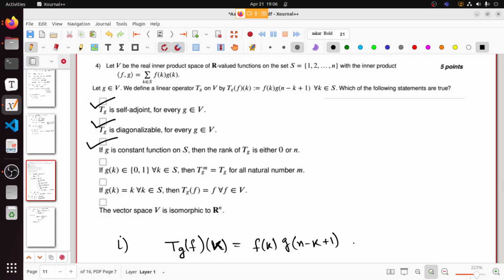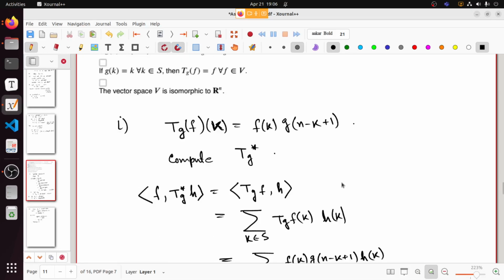Now what is option number 4? Saying that if g(k) is either 0 or 1, it means g(k) takes the values 0 and 1, then Tg to the power m is Tg. Let's check this.